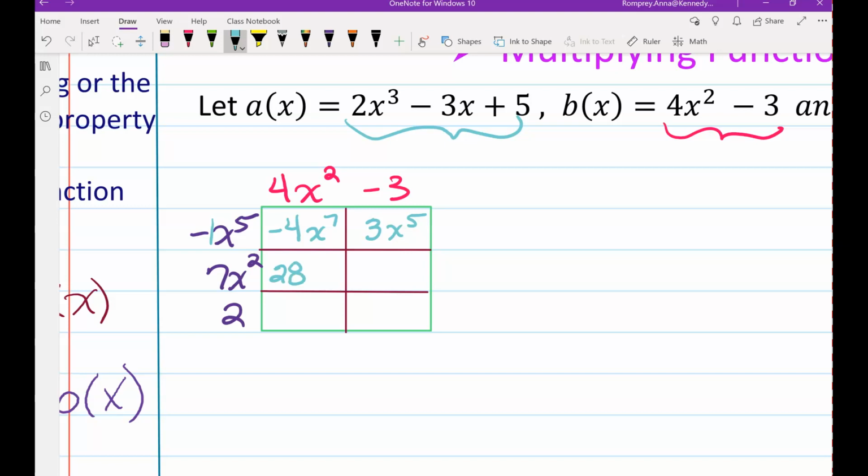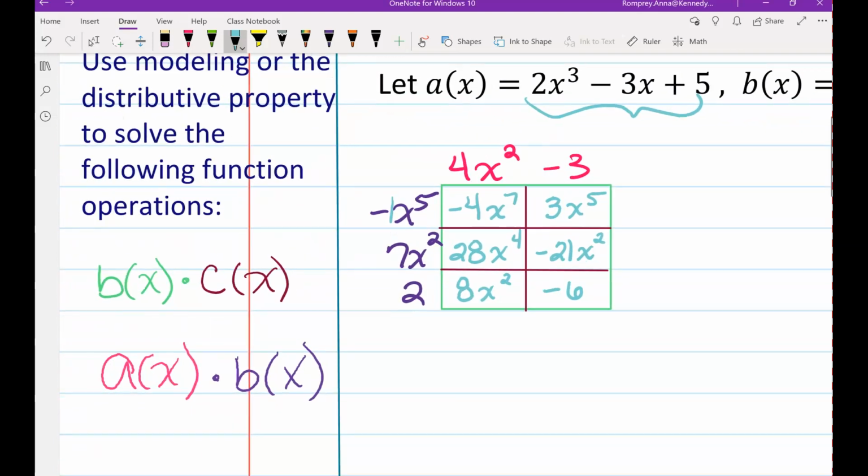Okay, so now 4x squared times 7x squared, so 4 times 7 gives me 28. X squared times x squared gives us a total of 4 x's. And then 7 times negative 3, negative 21. And we keep our x squared. All right, last row. So 4x squared times a positive 2. 4 and 2 gives me 8x squared. And then 2 times negative 3, a negative 6.